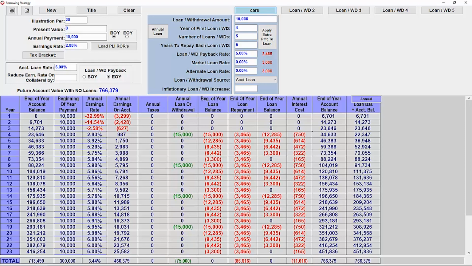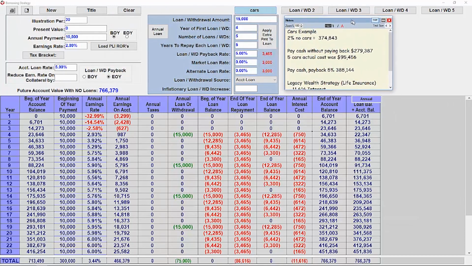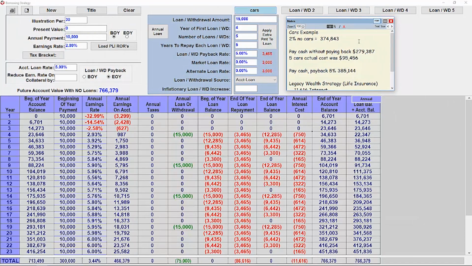And I'm just going to bring this over to my notes to revisit what we went through. So the first example is 2%, no cars. The cash value would have been $374,843. Then we start paying cash for the cars, but we don't pay ourselves back. And we get the five cars, but our end balance is $279,387.